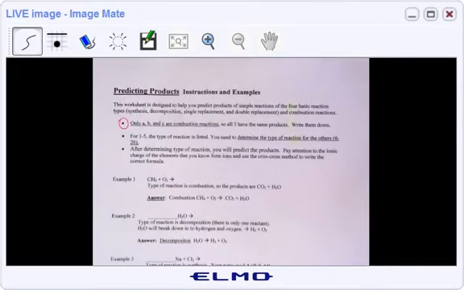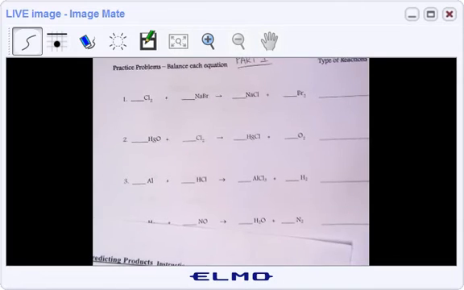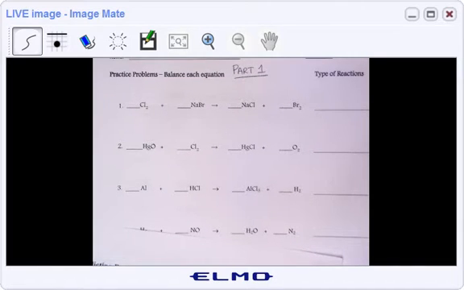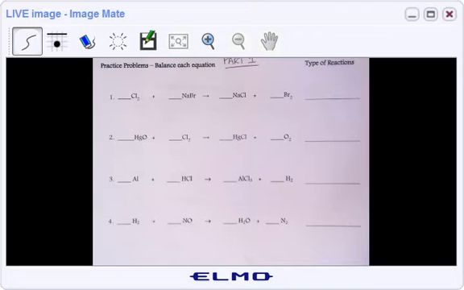This paper, predicting products, instructions, and examples, and this worksheet. Practice problems, balancing equations, part 1. There's 3 parts to this, and it's progressively going to get more difficult. But right now we're just going to start with balancing equations.